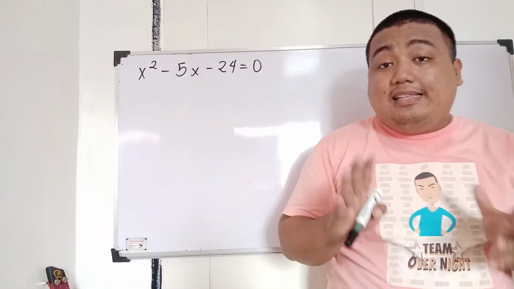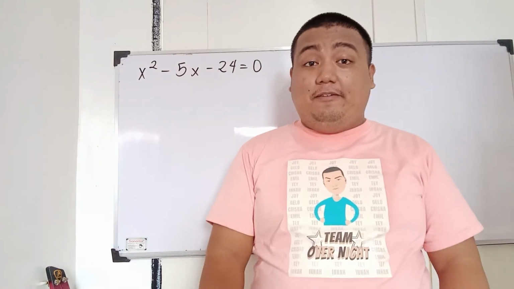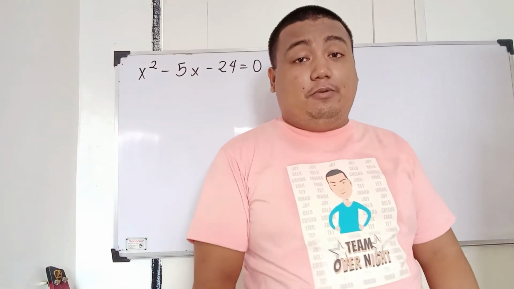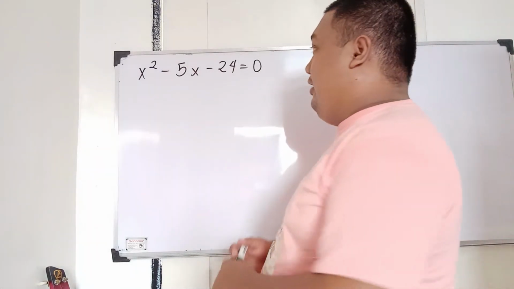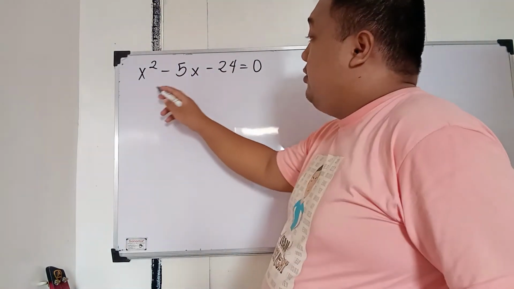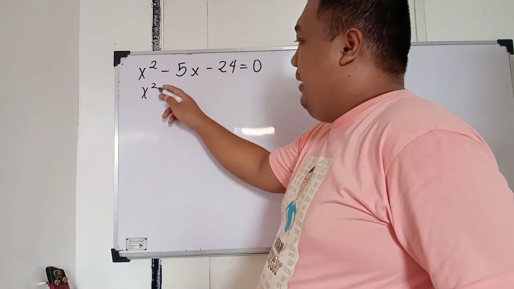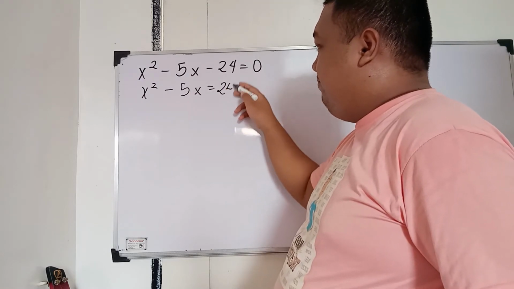Okay ba? Next example, this time naman ang given natin is x squared minus 5x minus 24 is equal to 0. So, same process ulit tayo. We will put negative 24 on the other side of equation. So, that will be x squared minus 5x equals 24.